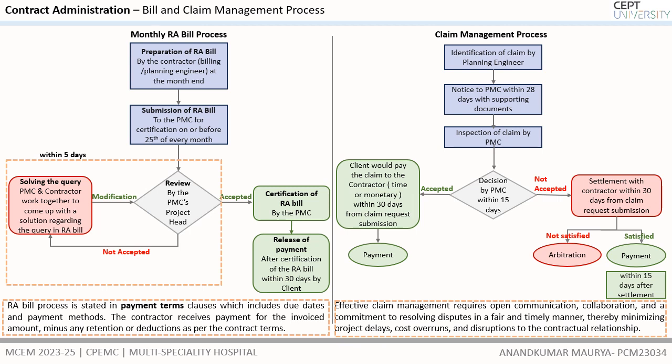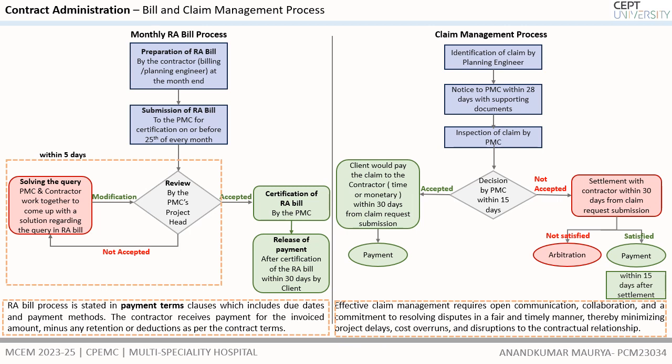Inspection of the claim by the PMC is done, and the decision on the submitted claim is made within 15 days after the submission. If it is accepted within the 15 days, the client would pay the time extension or monetary claim as required by the type of claim. The payment would be done within 30 days of the request submission. And if the PMC is not accepting the claim, the settlement with the contractor is done within 30 days of the date of submission of the claim.